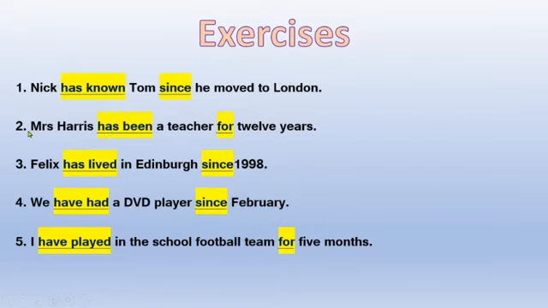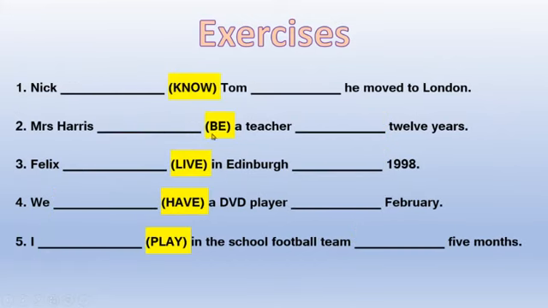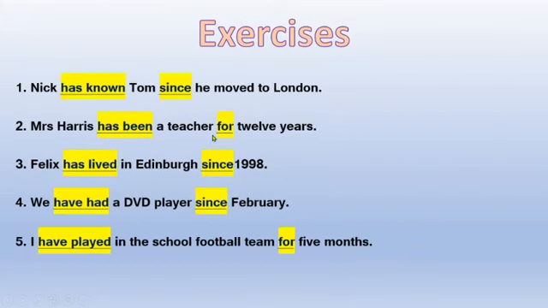Number 2. Mrs. Harris has been a teacher for 12 years. Now, why has? Because Mrs. Harris, it's she. She is the third person. And the verb be, in past participle, been. Mrs. Harris has been a teacher for 12 years. Period of time, for 12 years.